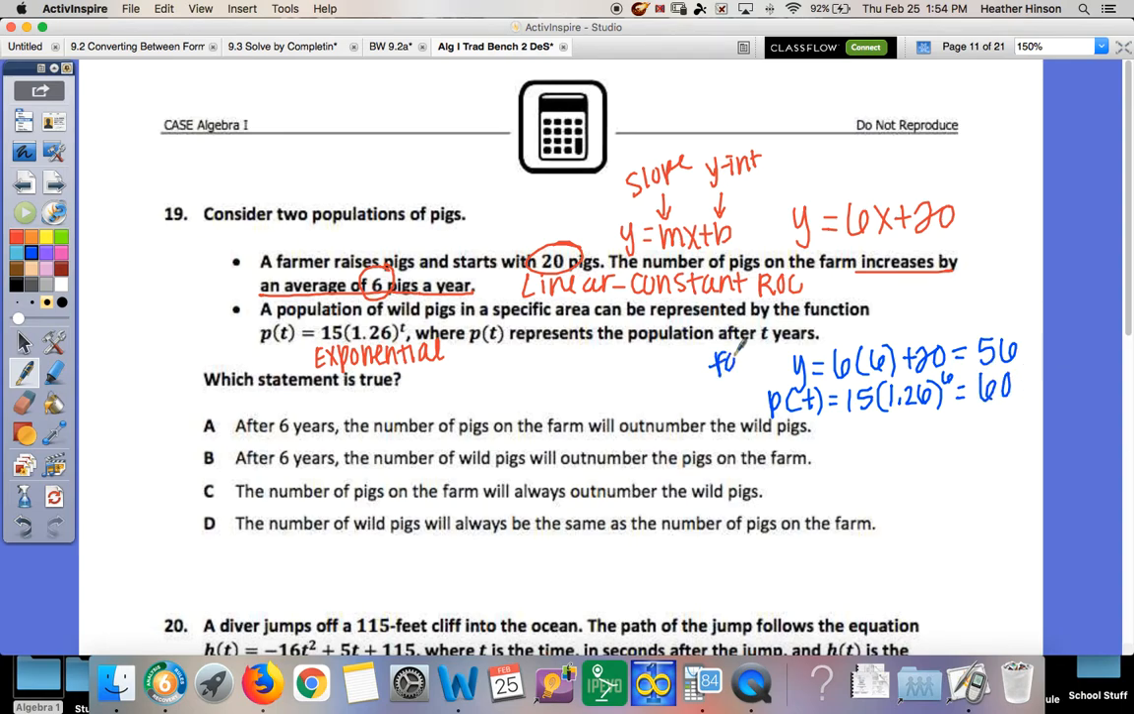So our farm pigs are going to be 56. Our wild pigs are going to be 60. So which one outnumbers the other? Your wild pigs are going to outnumber your farm. So that one's going to be B.